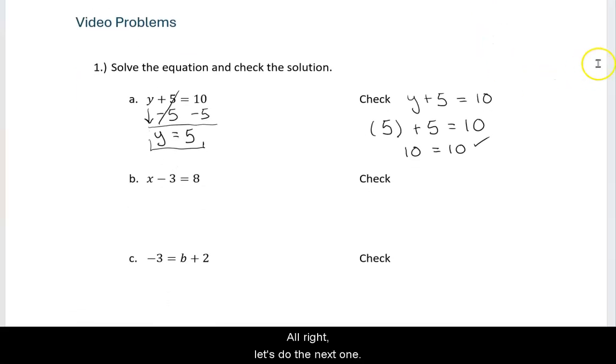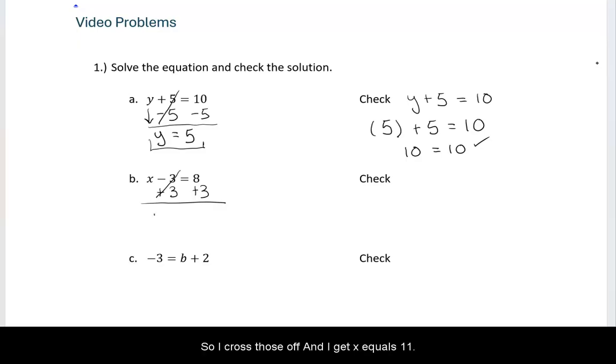All right, let's do the next one. So again, we need to look at what's being done to the variable. So in this case, we have x minus 3. In order to cancel that minus 3, we need to add 3. We need to do the opposite function. So I'm going to go ahead and add 3 to both sides. Again, I need that negative 3 plus 3 to cancel, right, to become 0, which it does. So I cross those off, and I get x equals 11.